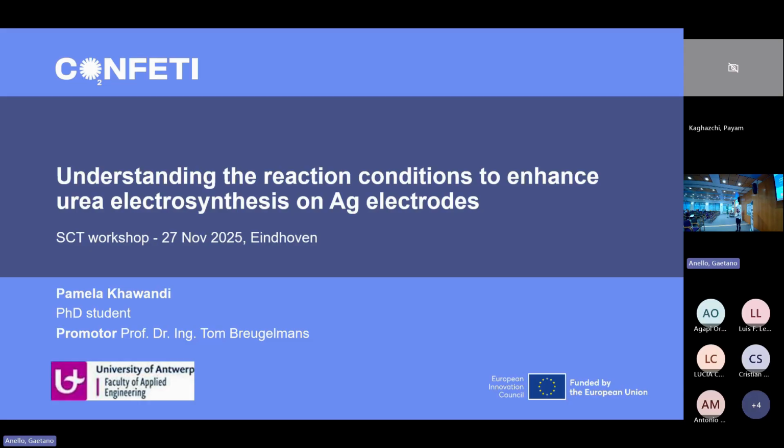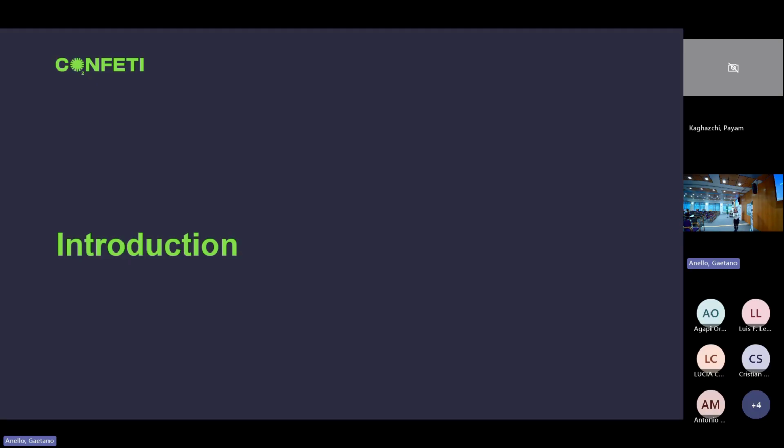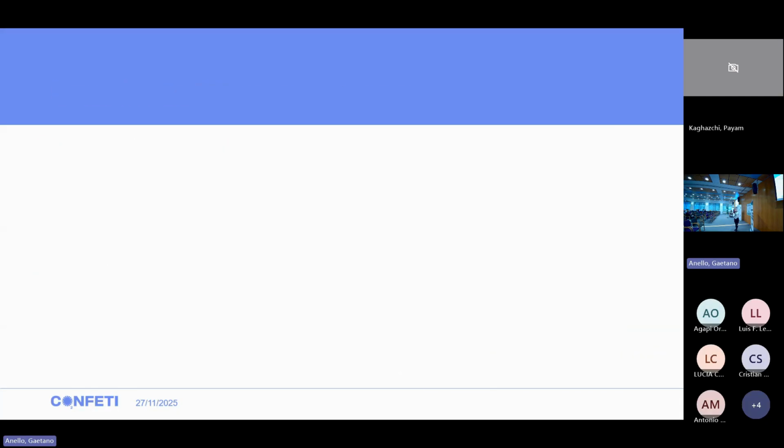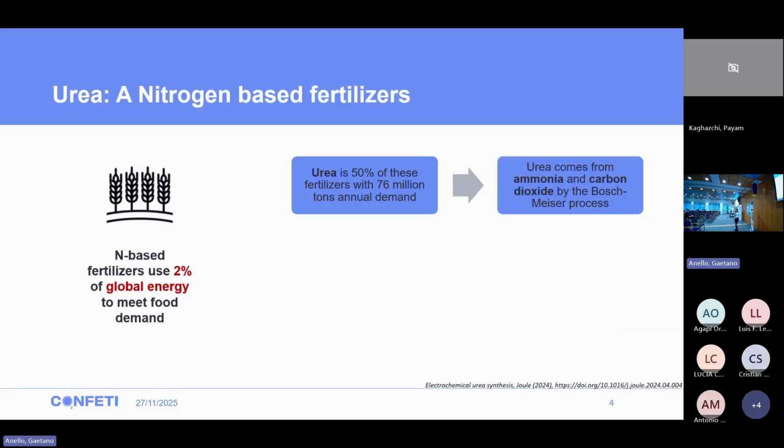I will be presenting our work on the enhancement of the operating conditions for the production of urea on silver electrodes. For a quick introduction, I will not go into a lot of detail, as it was already talked about. Urea is a main fertilizer that we use in almost all of our agriculture, and the need for urea will only keep increasing in the upcoming years due to the increase in the population. Urea is a nitrogen-based fertilizer, and it uses 2% of the global energy to be produced. And it comes from the ammonia reaction with carbon dioxide.